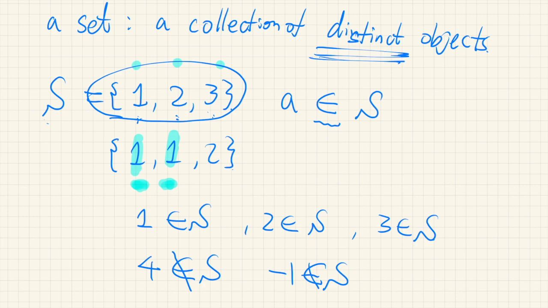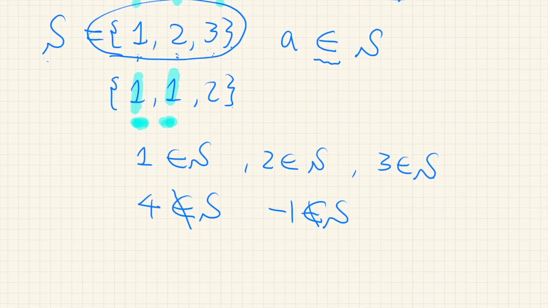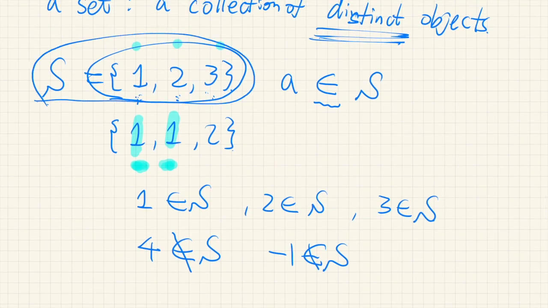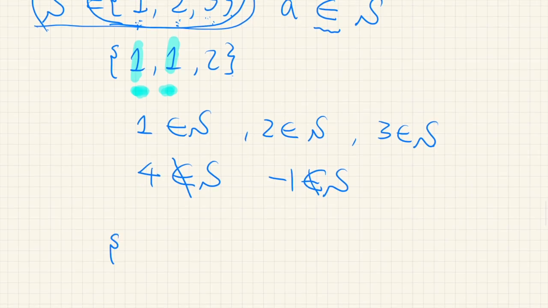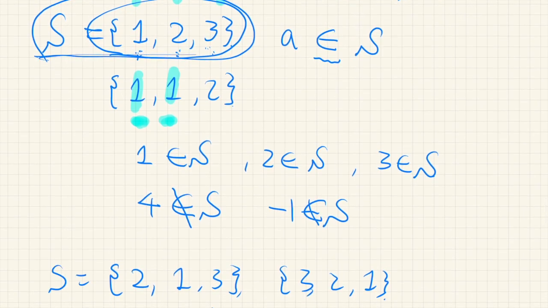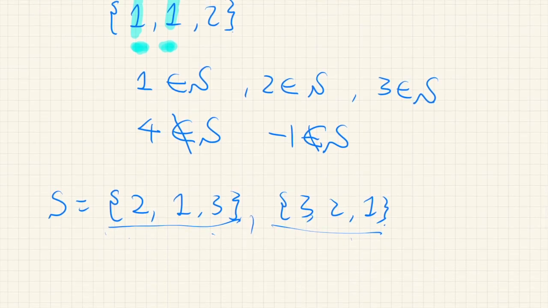And another important convention about sets is that we do not care about the order of elements in the set. So again, let's consider this set S consisting of 1, 2, and 3. Then the set written as 2, 1, 3 or 3, 2, 1, and so on, they all represent the same thing. So this is the same set S. S is this, and S is the same as this and this, and you can use any other orders. Unless otherwise stated, the order doesn't matter.